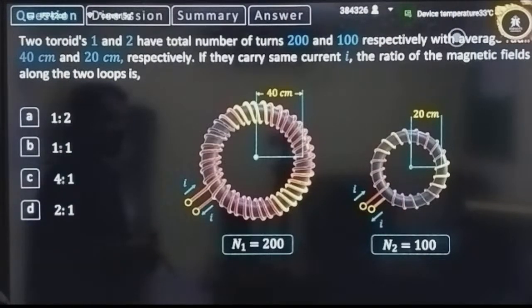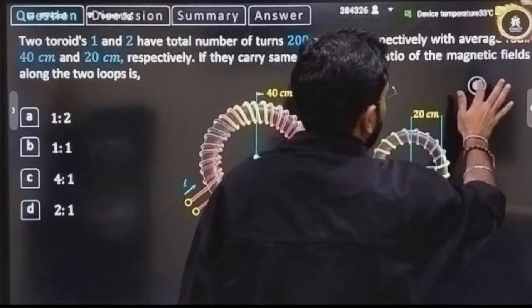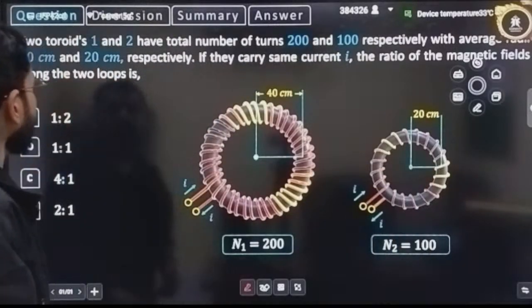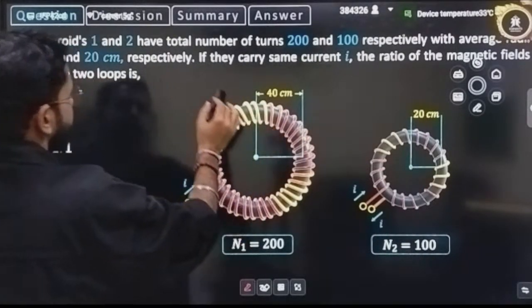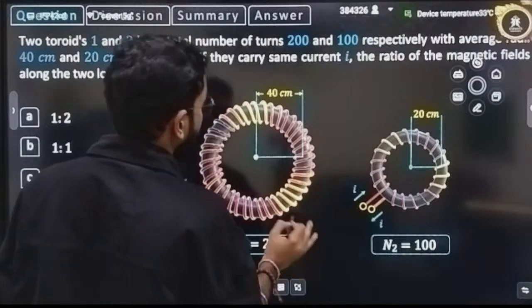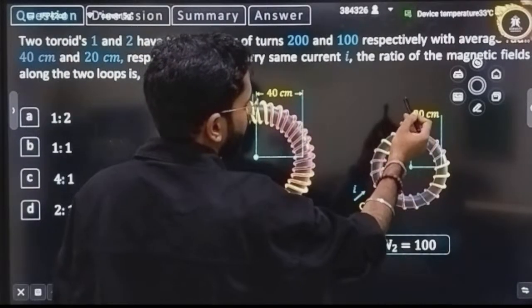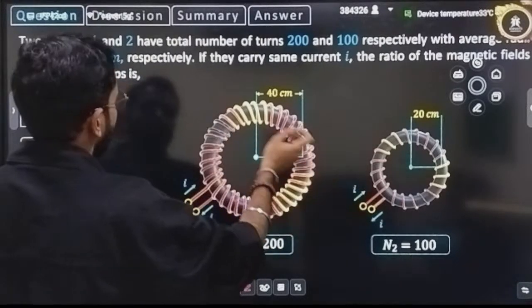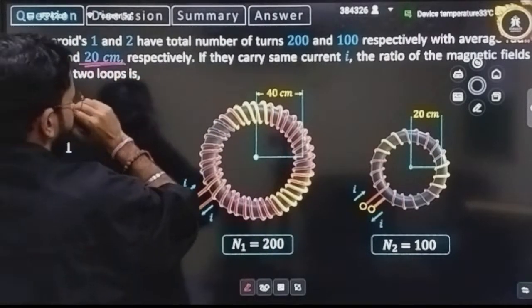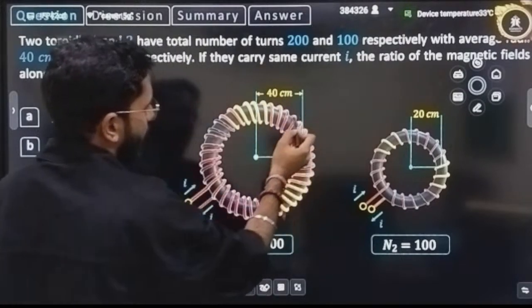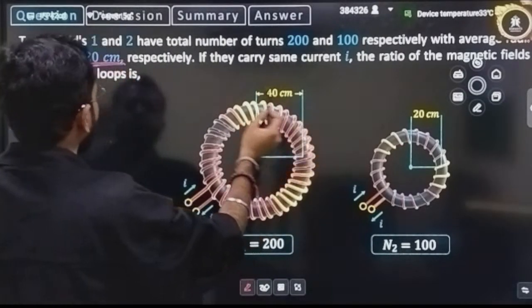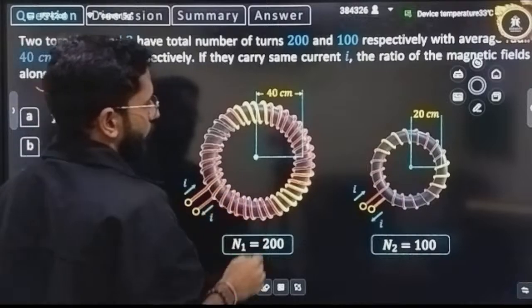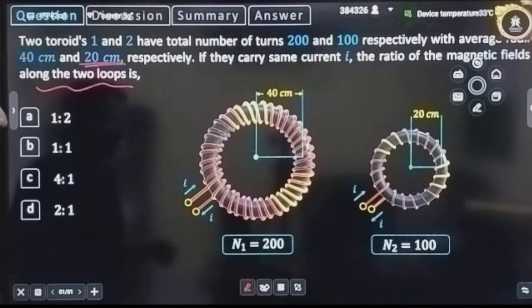Fine. Now there is a basic question. Should we solve it? Easy question. Can you try it? Let's read the question first. A toroid 1 and toroid 2, two toroids, have a total number of turns 200 and 100 turns for the second one, with average radius of 40 cm and 20 cm respectively. If they carry the same current I, you have to tell me the ratio of the magnetic fields due to the two loops.